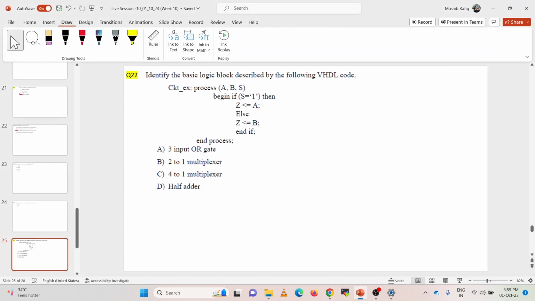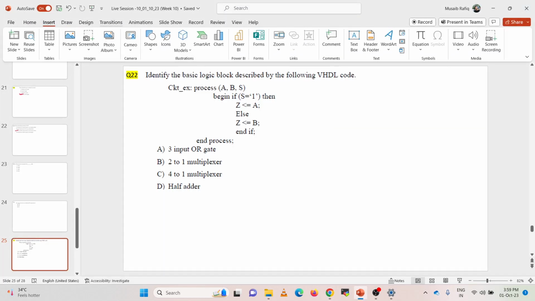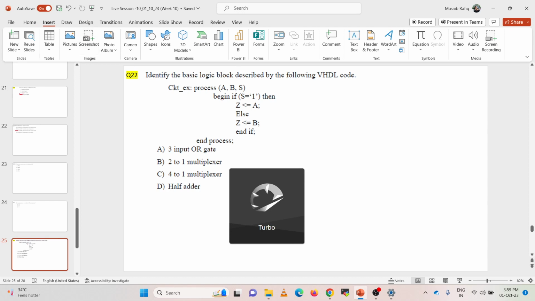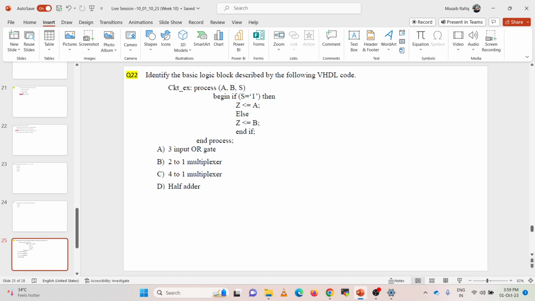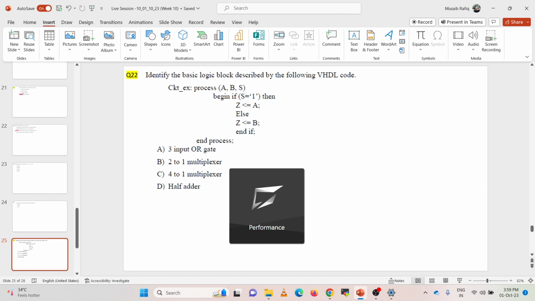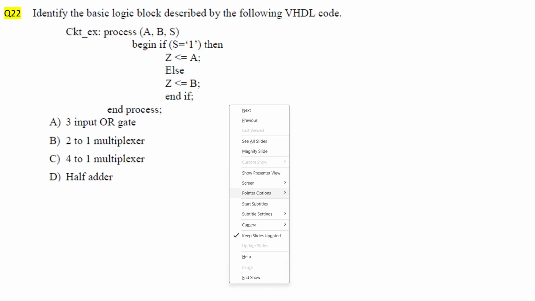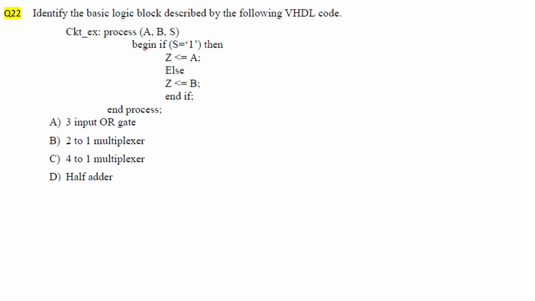So as you rightly pointed out, this circuit is a 2 is to 1 mux. So what we have here is circuit underscore S and then process. So any change between these three, this will start executing in a sequential manner. Then I have begin, S equal to 1.